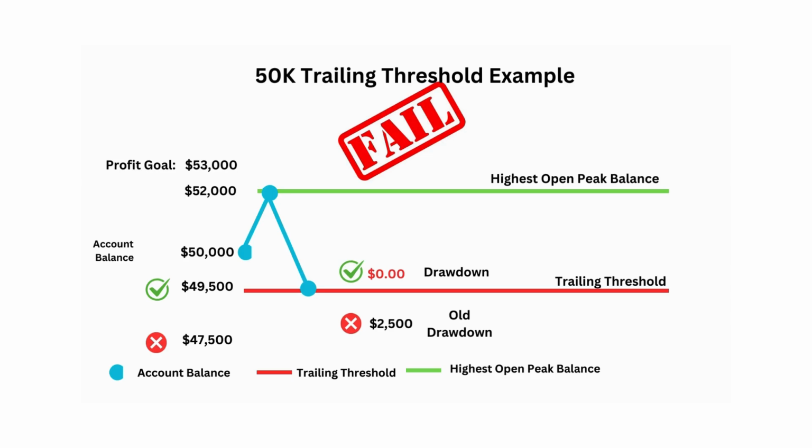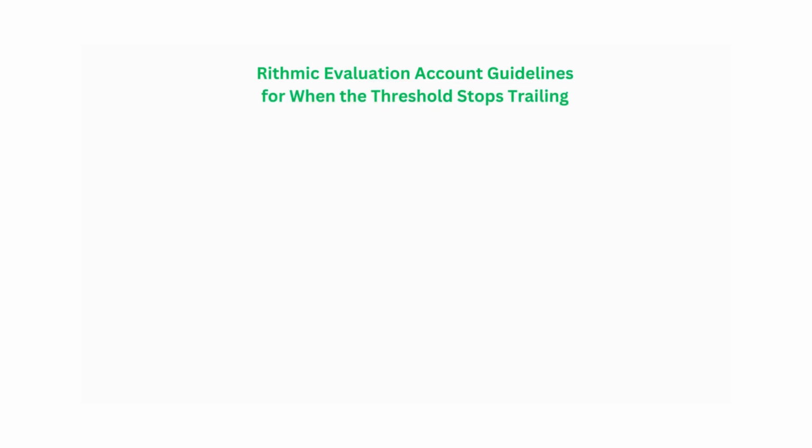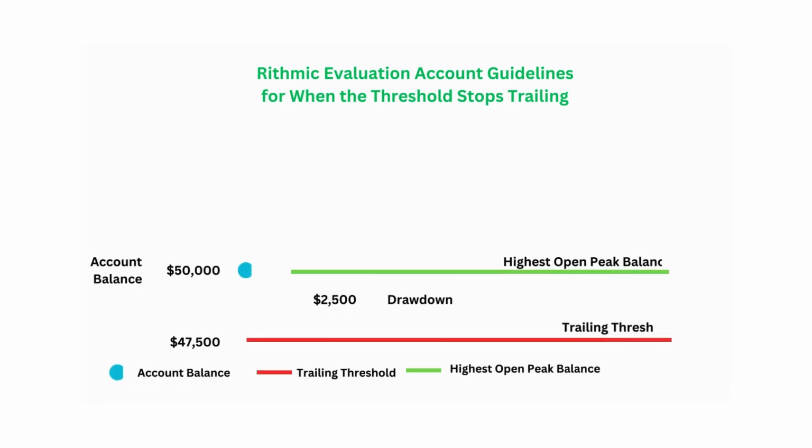So that covers the fundamentals of the trailing threshold. But wait, when does the trailing threshold stop trailing the open peak balance? That's a great question. The guidelines for this vary between evaluation accounts and PA funded accounts. Let's start with the evaluation account guidelines for Rhythmic. For this illustration, I'll be using a 50K account. However, this scenario can be adapted to any of the full-size accounts available at Apex Trader Funding. The only variable that would differ is the numbers involved.